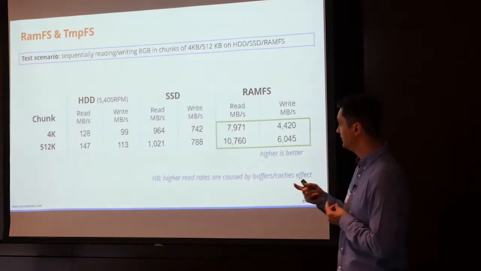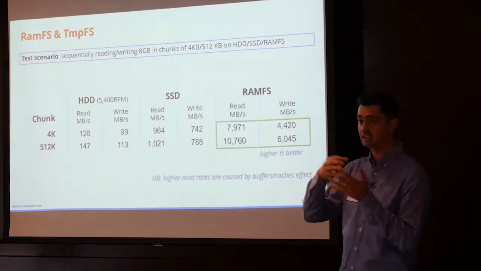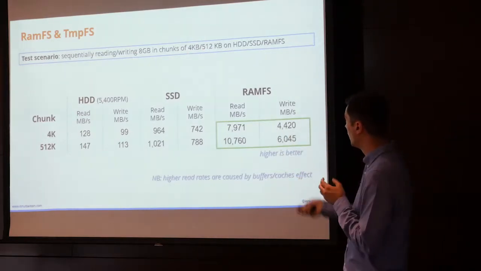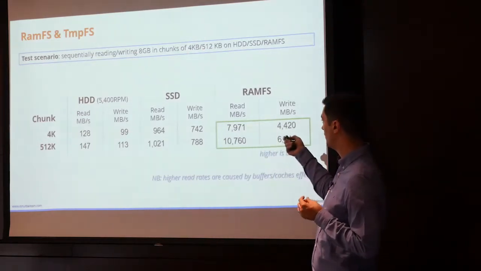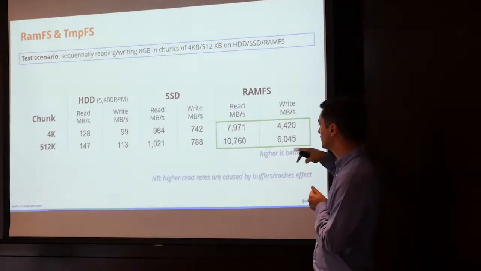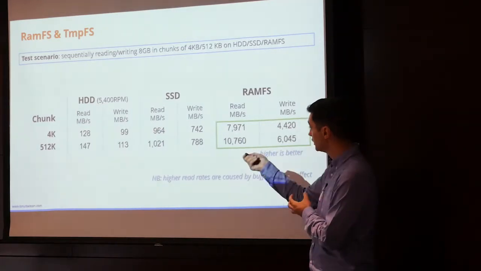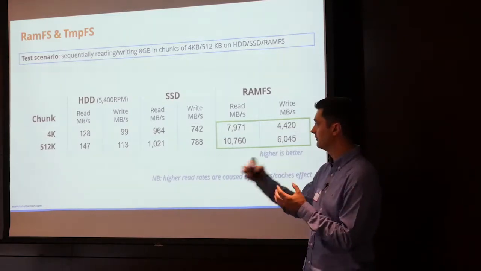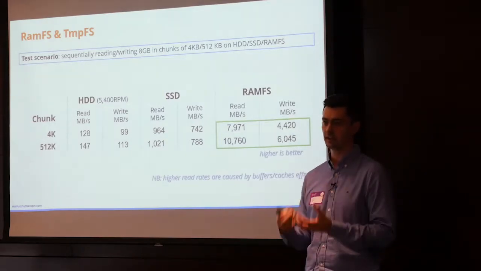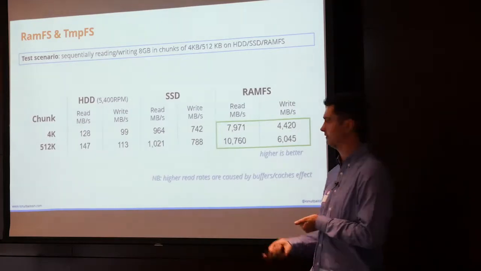And here, I did a short test. I sequentially tried to read and write 8 gig in chunks of 4K or 512K on my HDD, SSD, and RamFS. And as you can see, RamFS was incredibly faster. It was about 10 times faster than SSD, and SSD is also way faster than HDD. So keep this in mind. You can rely on RamFS and TempFS for intensive I/O operations, because you increase the performance a lot.